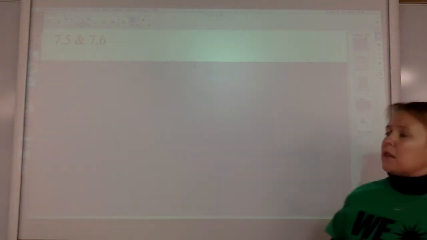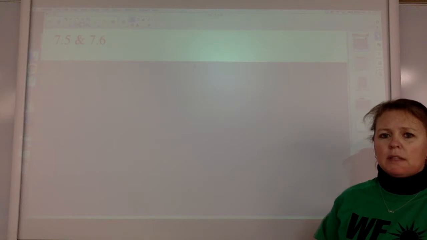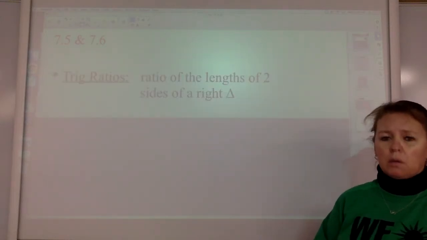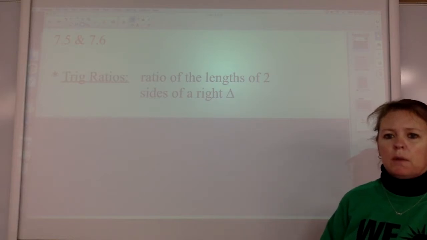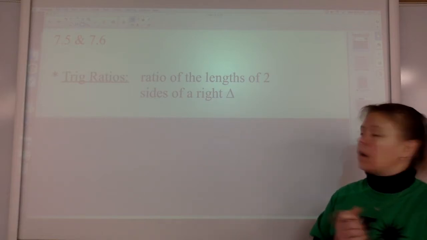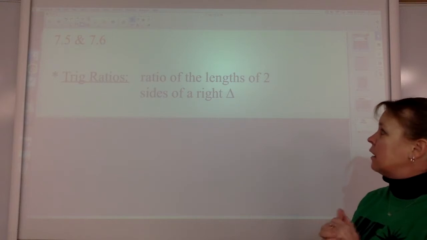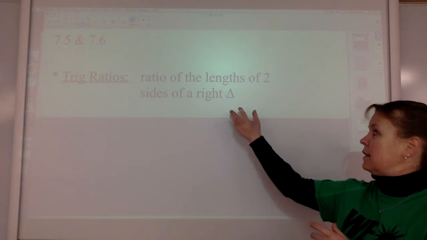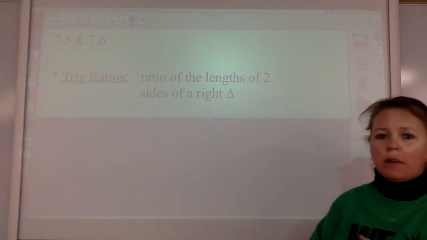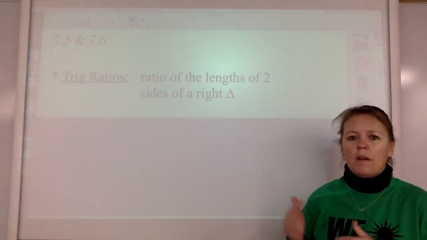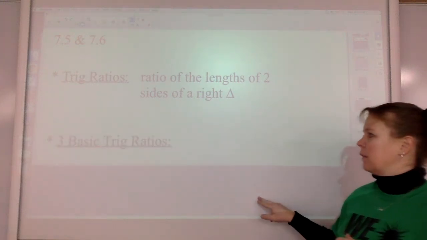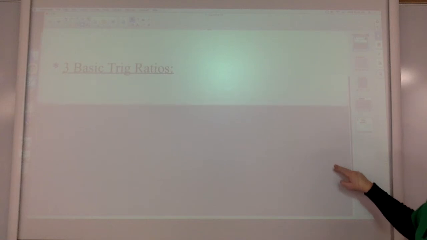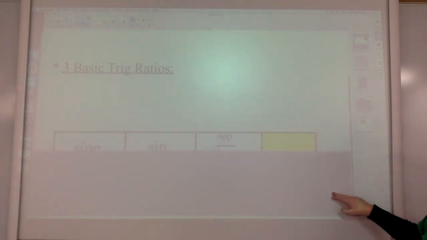Notes, we're going to combine section 7.5 and 7.6 because it all goes together in talking about trigonometric ratios, or for short, trig ratios. It's the ratio of the lengths of two sides of a right triangle. So you have two sides of a right triangle. It's not a special right triangle, just 90 degrees, and you can do the ratio of the length of the two sides. There are three basic trig ratios.